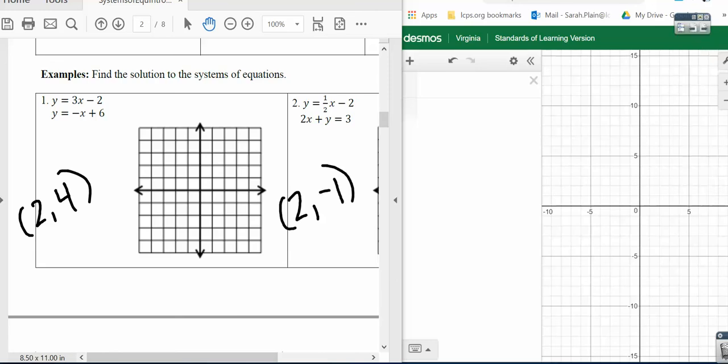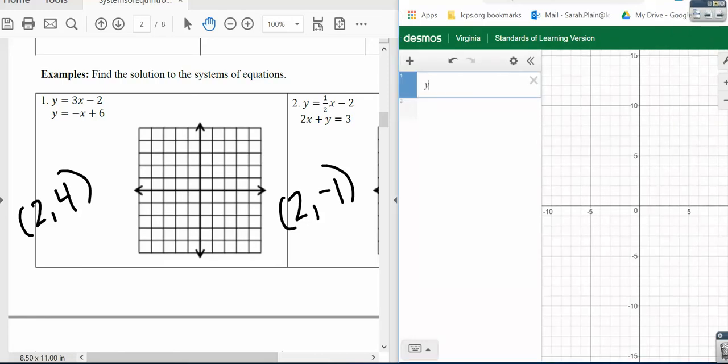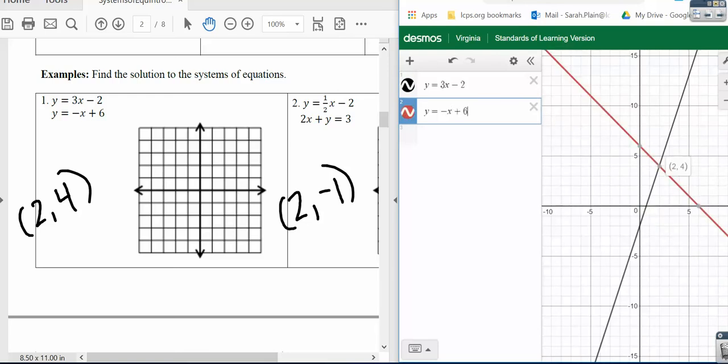But if you go over to Desmos and you type in y equals 3x minus 2, hit enter, and then y equals negative x plus 6. Notice they intersect. Click that point. Where they intersect, it's at 2, 4, which is what I did correctly.